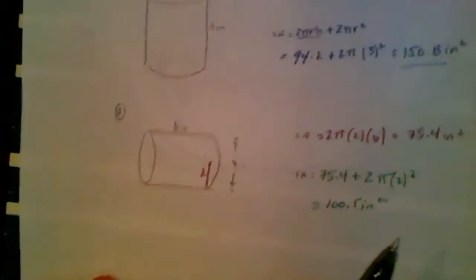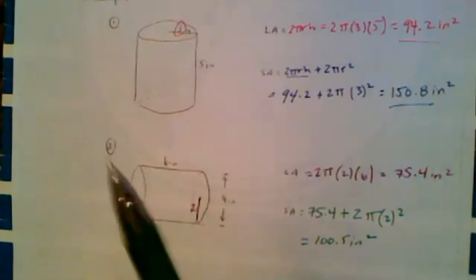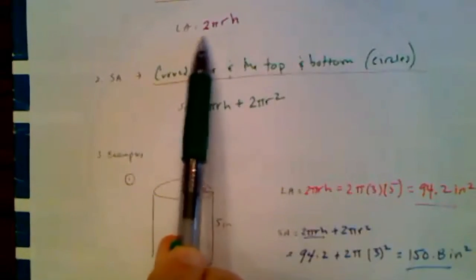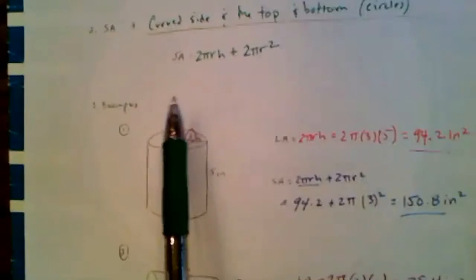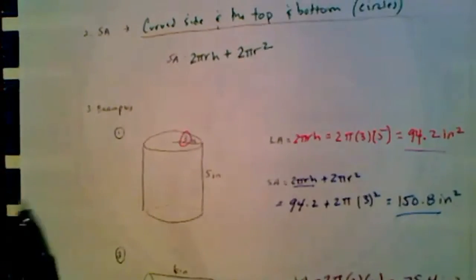So again, your homework is practicing lateral area and surface area of these circle-based prisms called cylinders. The one formula for the sides of the can is 2 pi r h, and then the total surface area is going to be that plus the 2 circle bases, which are pi r squared each.